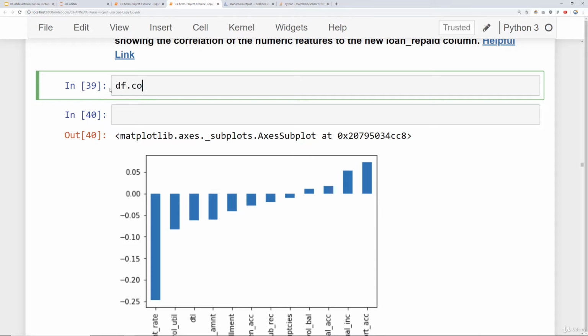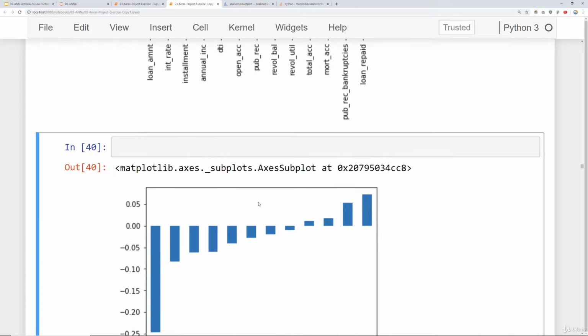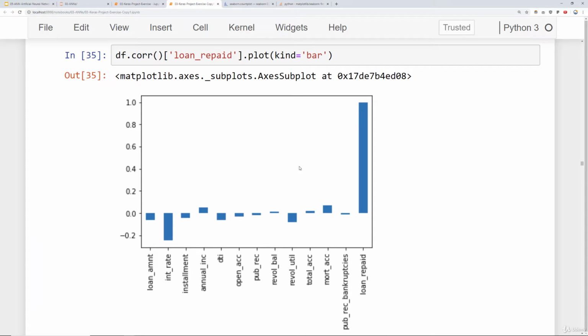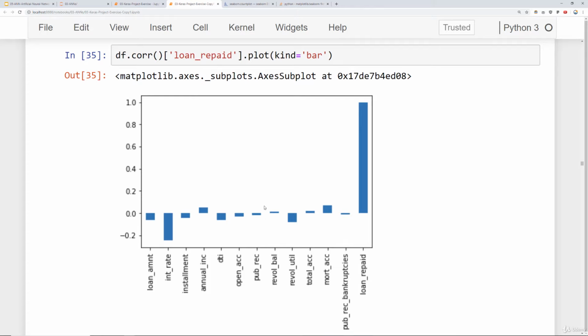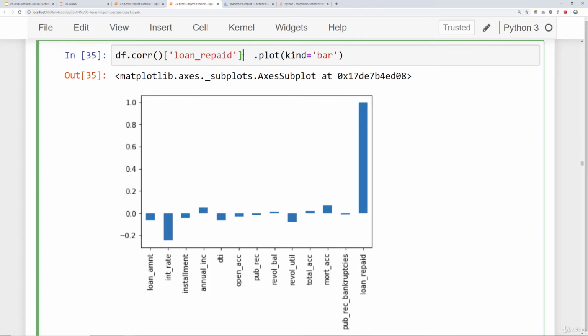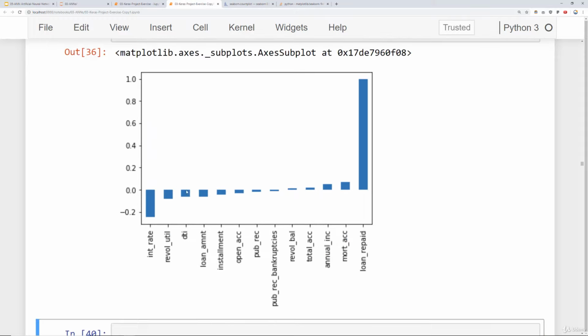First step, actually calculate those correlations. Next step is to only grab that loan repaid column. After that, what you can do is say plot kind equals bar, and that gives you the very basics of what this plot is doing. However, one thing to notice is loan repaid is going to be included and it's not sorted. So before we call plot, we'll go ahead and say sort_values. You plot that out, and now you get the sorted version here.